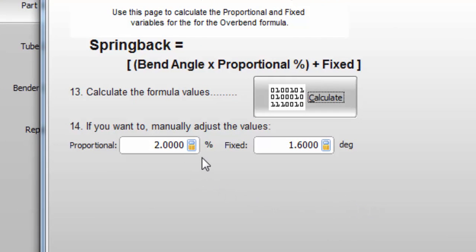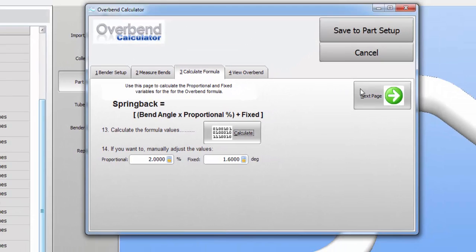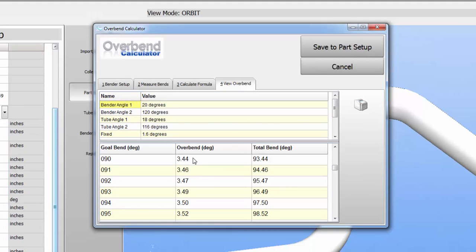The proportional is a percentage, which means that VTube is going to instruct the bender to increase the bend angle by 2%. And the fixed value means that VTube is going to add 1.6 degrees to the bend. So if we move over into the report page, we can see what that looks like, for example, for a 90-degree bend. In this case, we find, according to our test, that there is 3.44 degrees of springback. This tube would have a lot of memory. That's quite a bit of memory that's causing the tube to spring back. So in order to overcome that springback tendency, we have to overbend 3.44 degrees.